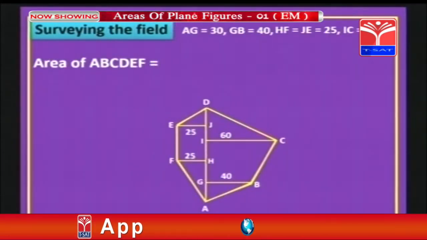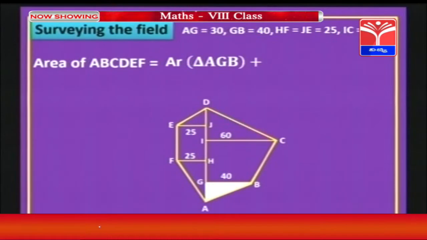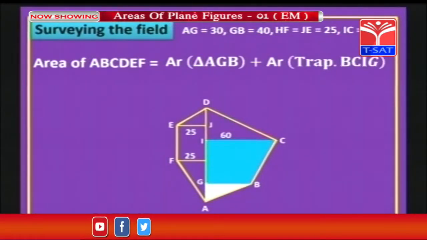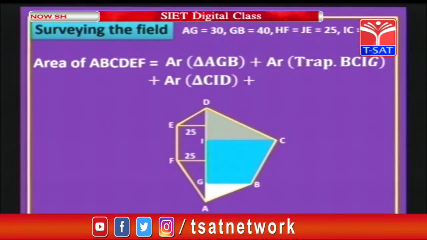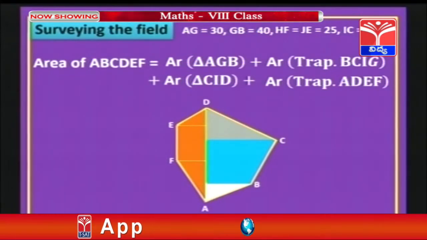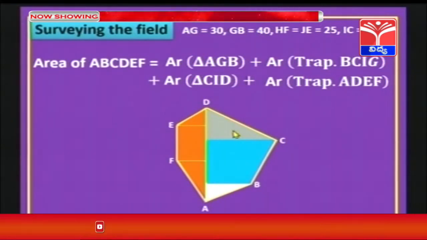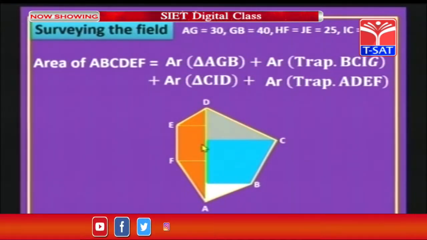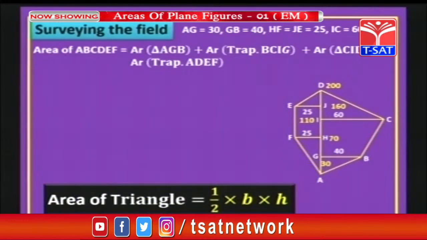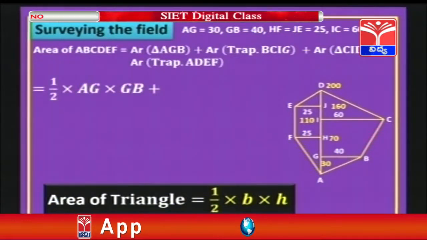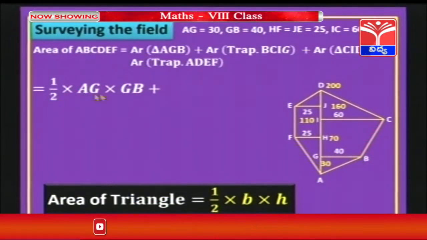Now area of this figure ABCDEF is given by area of triangle AGB plus the area of trapezium BCIG, then area of triangle CID plus area of trapezium ADEF. So children, we have divided this figure into 4 parts, that is 1, 2, 3 and 4. So the sum of all these areas will give you the area of the entire field. Now let us calculate that. So area of a triangle is given by half into base into height. So for the first one, I'll assume AG as the base and GB as the height. So half AG into GB.